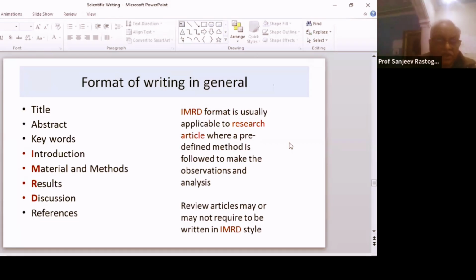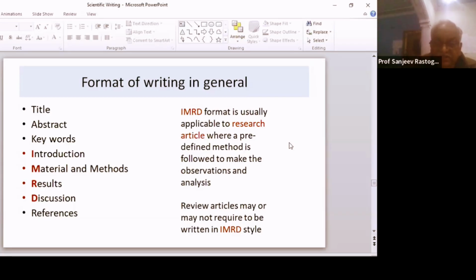The format of writing in general is that you begin with the title, abstract, and keywords. Then you go to the introduction, material and method, results, discussion, and finally the references. This IMRD format is usually applicable to research articles where a specific material and method is utilized. It is also applicable to systematic reviews, meta-analyses, and review articles which follow a specific pattern of utilization of material and method, and where some specific results have been obtained.